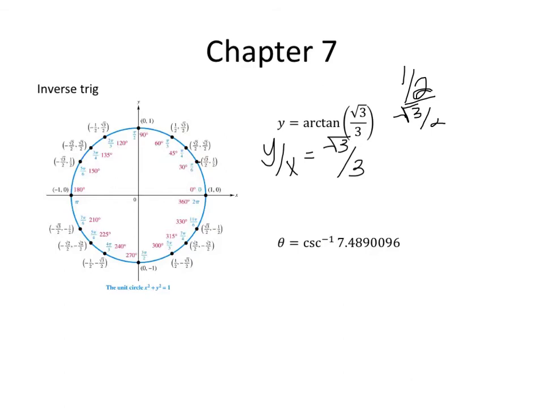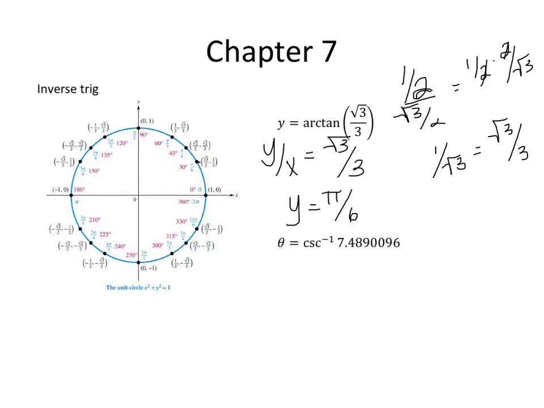And you copy that. You get 1 over square root of 3. And when you rationalize, you get square root of 3 over 3. So in this case, y is equal to pi over 6.